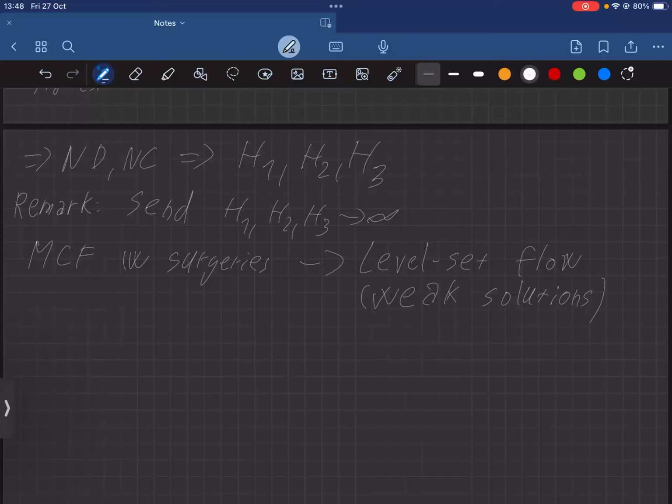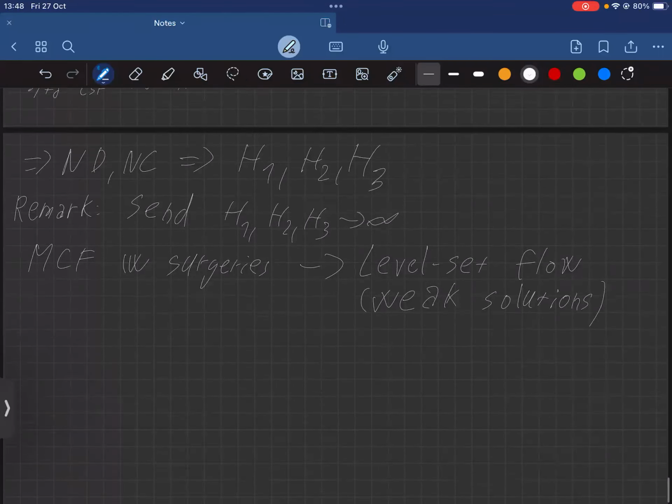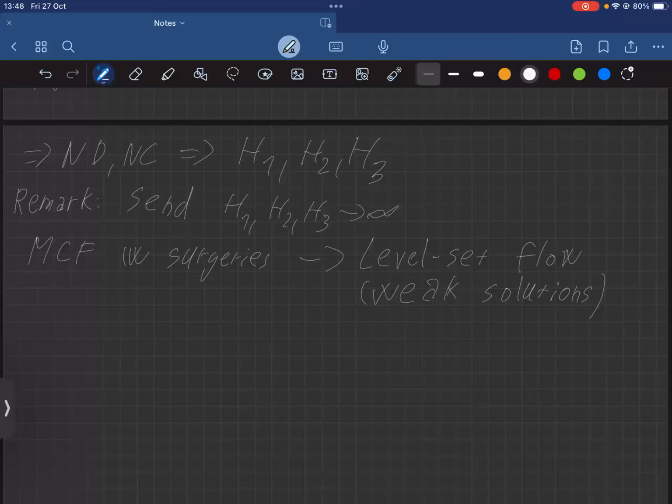So yeah, it's pretty much the end of the talk. Maybe I can mention what the level set flow is, but I'm not sure if everyone is familiar. Yeah, that's all from me. Thank you.